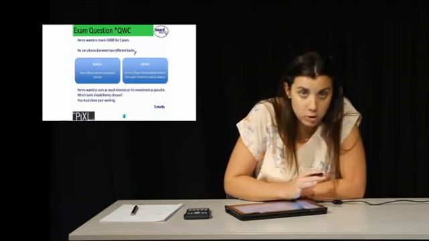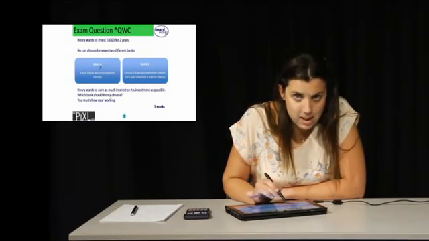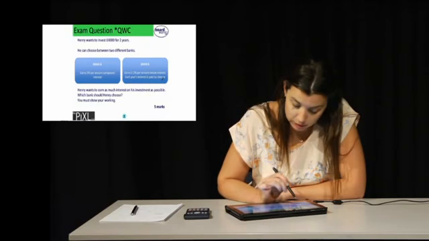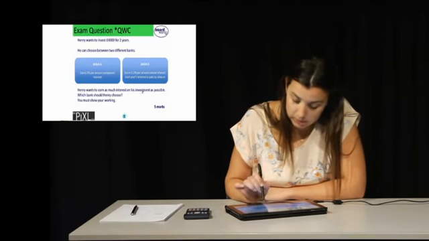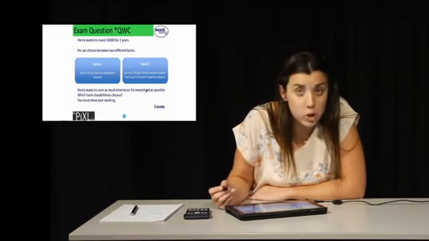He can choose between 2 different banks. We've got Bank A on the left, Bank B on the right. Let's have a look at what Bank A is offering. 3% per annum compound interest. Bank B, 3.2% per annum simple interest. Each year's interest is paid by cheque. We'll have a look at those in a moment. Henry wants to earn as much interest on his investment as possible, so he wants the biggest amount of money at the end. Which bank should he choose?